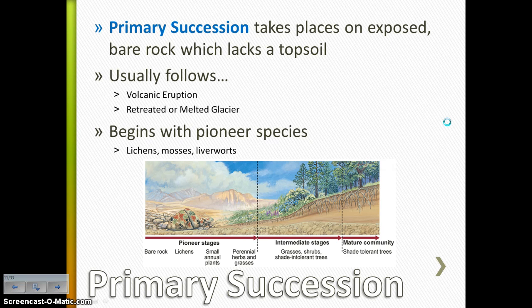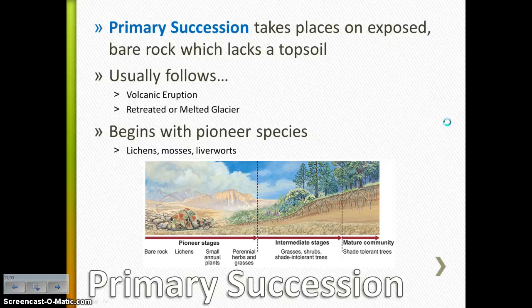Primary succession takes place when you have newly exposed rock which does not have a topsoil. So how do we end up with newly exposed rock that doesn't have a topsoil? Well, that usually happens after a volcanic eruption, or when you have the melting of a glacier or the retreating of a glacier. Then you have new rock. So there are only certain things that can live on that newly exposed rock, and those are called pioneer species. Things like lichens, mosses, liverworts. They don't have roots, they don't need a lot of nutrients, they can live and grow on that newly exposed rock. And then they help to break the rock down, form a tiny little topsoil layer.